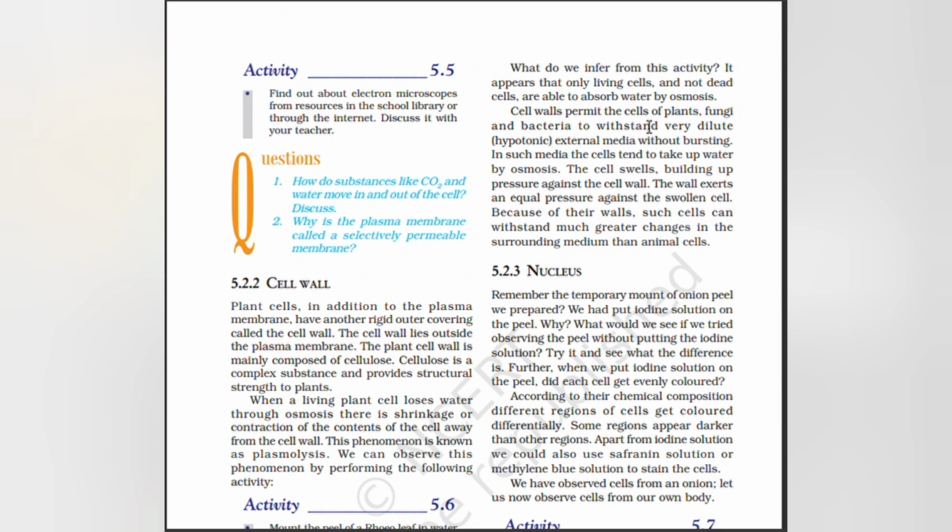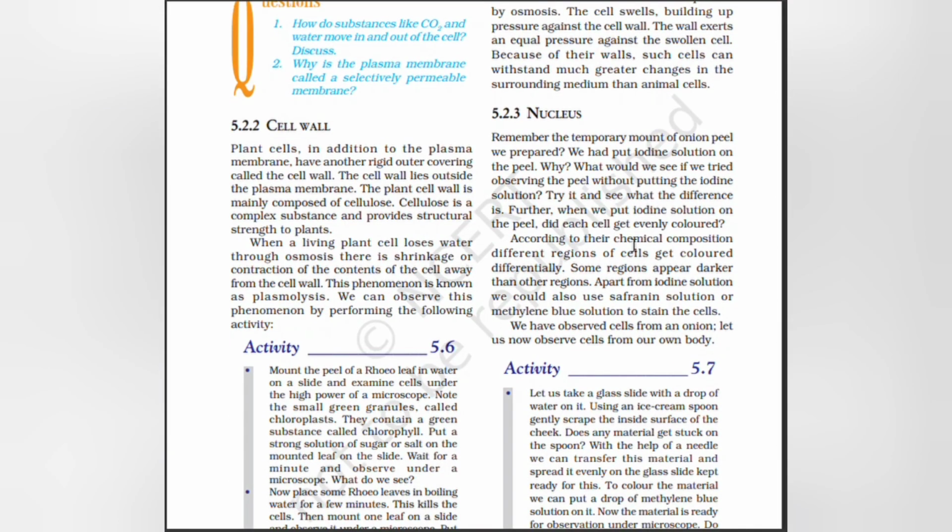Cell walls permit the cells of plants, fungi, and bacteria to withstand very dilute external medium without bursting. In such media, the cells tend to take up water by osmosis. The cell swells, building up pressure against the cell wall. The wall exerts an equal pressure against the swollen cell. Because of their walls, such cells can withstand much greater changes in the surrounding medium than animal cells.